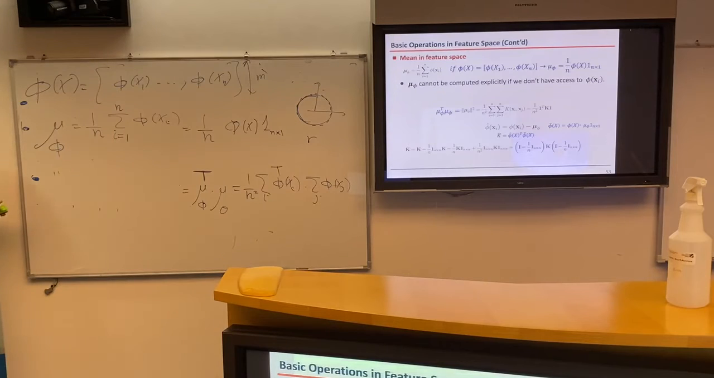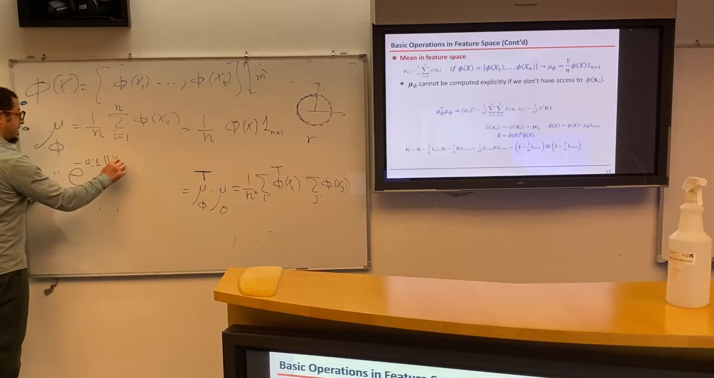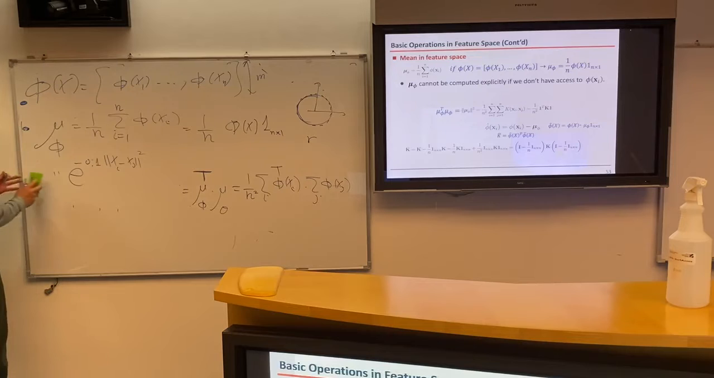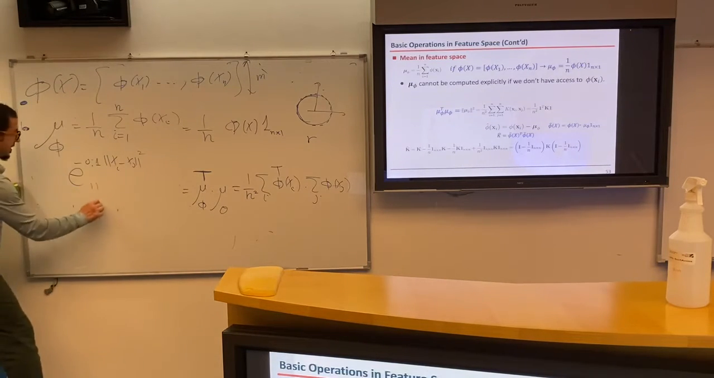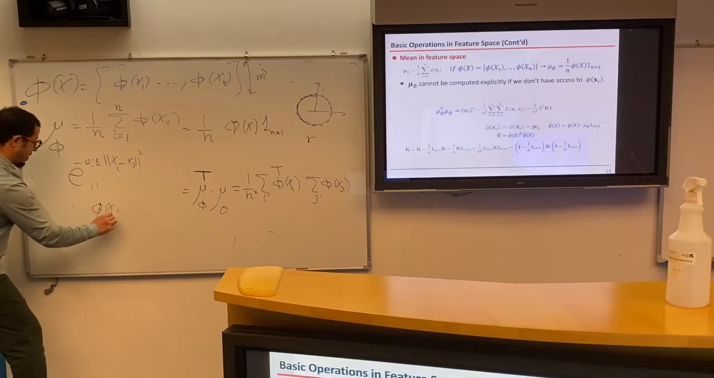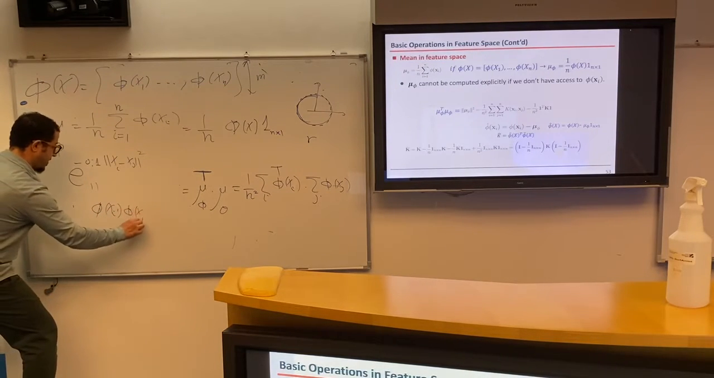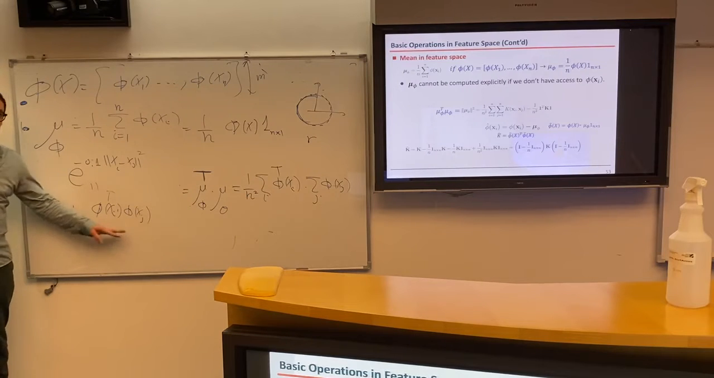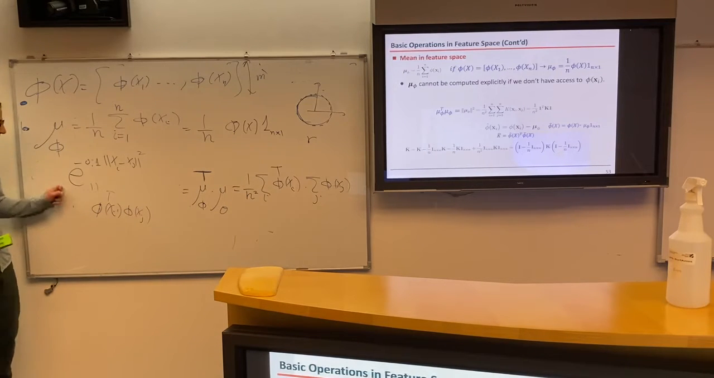Let me give you real things. Okay. Exponential of 0.1 times the norm of xi minus xj squared. This is your kernel, which means it is phi of xi times phi of xj transpose. Can you please tell me what is the vector here? You cannot. It's so difficult. So this is why we cannot here. So can you find me two vectors? If you do the dot product, it will be equal to exponential of this.